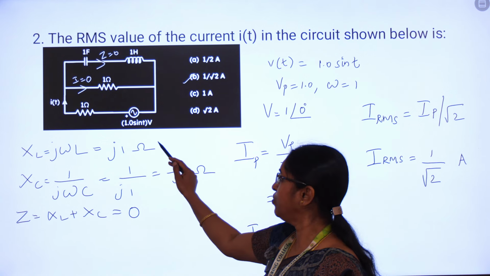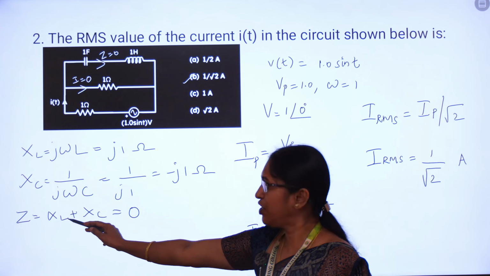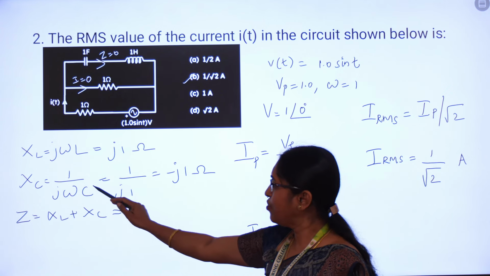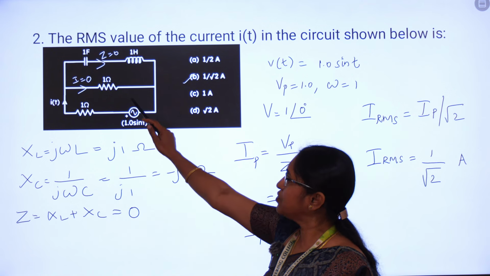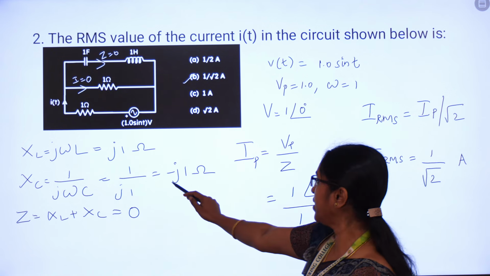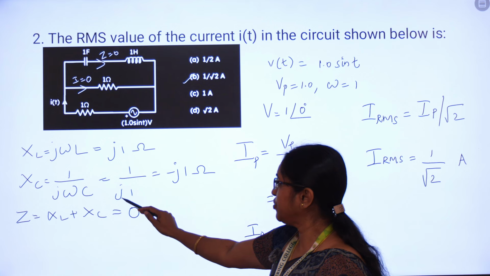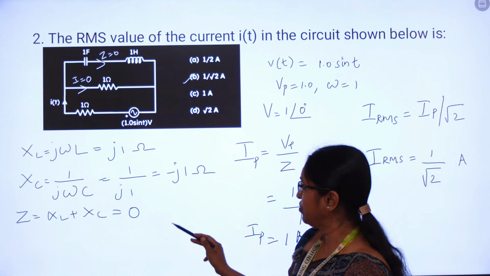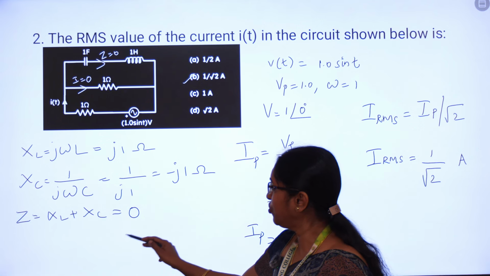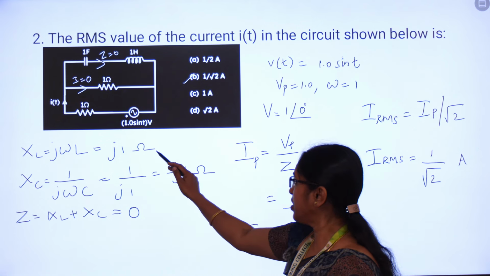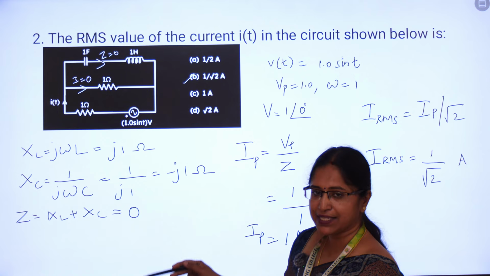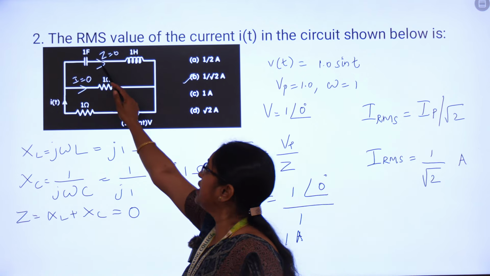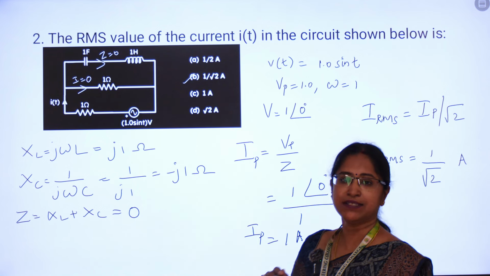Therefore, j1 ohms. When you calculate the XC value, it is 1 by j omega C, which is 1 by j, as omega is 1 and the capacitance value is also 1 farad. So what happens? When you take your j to the numerator, it becomes minus j1 ohms. So if you take the j terms alone into account, this j1 and minus j1 will get cancelled and your impedance becomes 0. So that means here on the first line your impedance is 0.